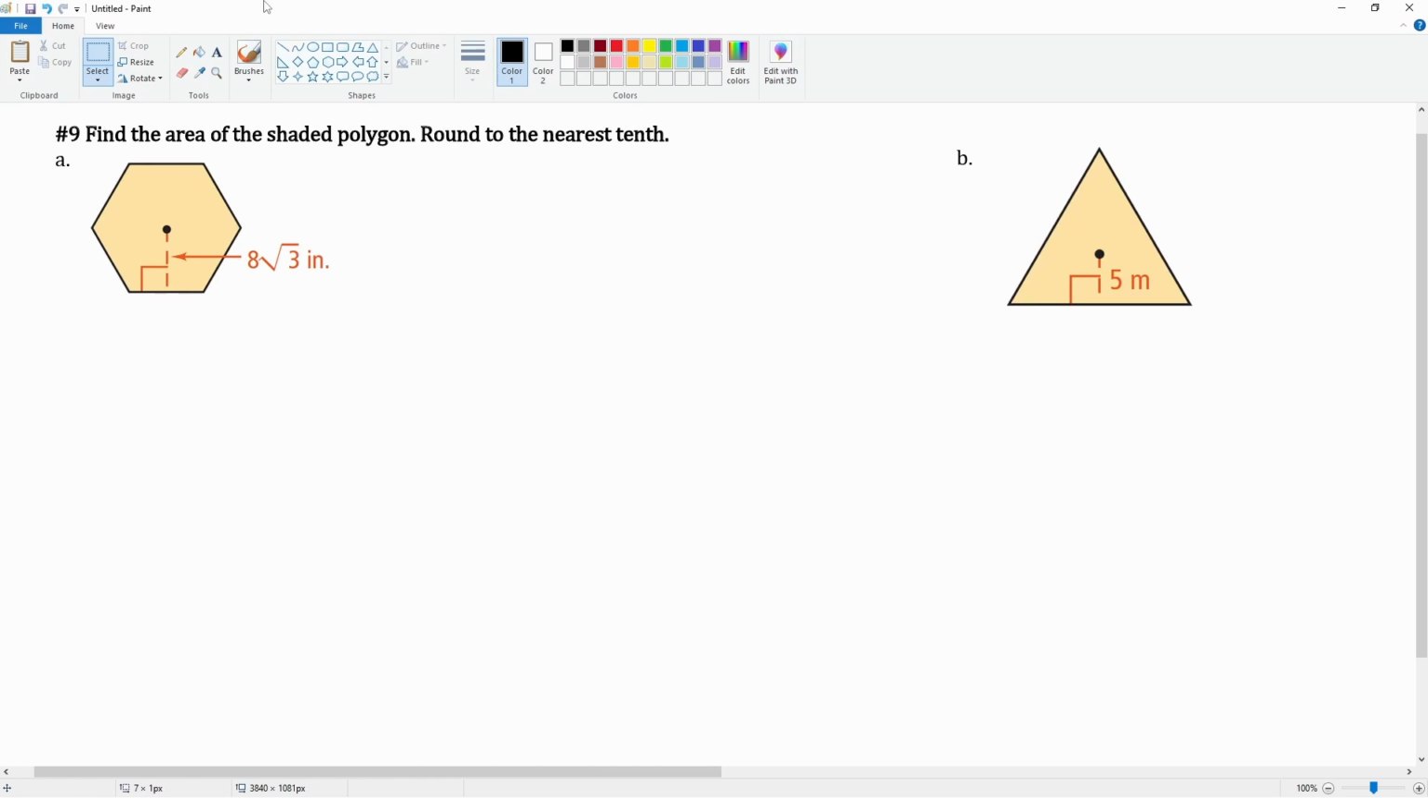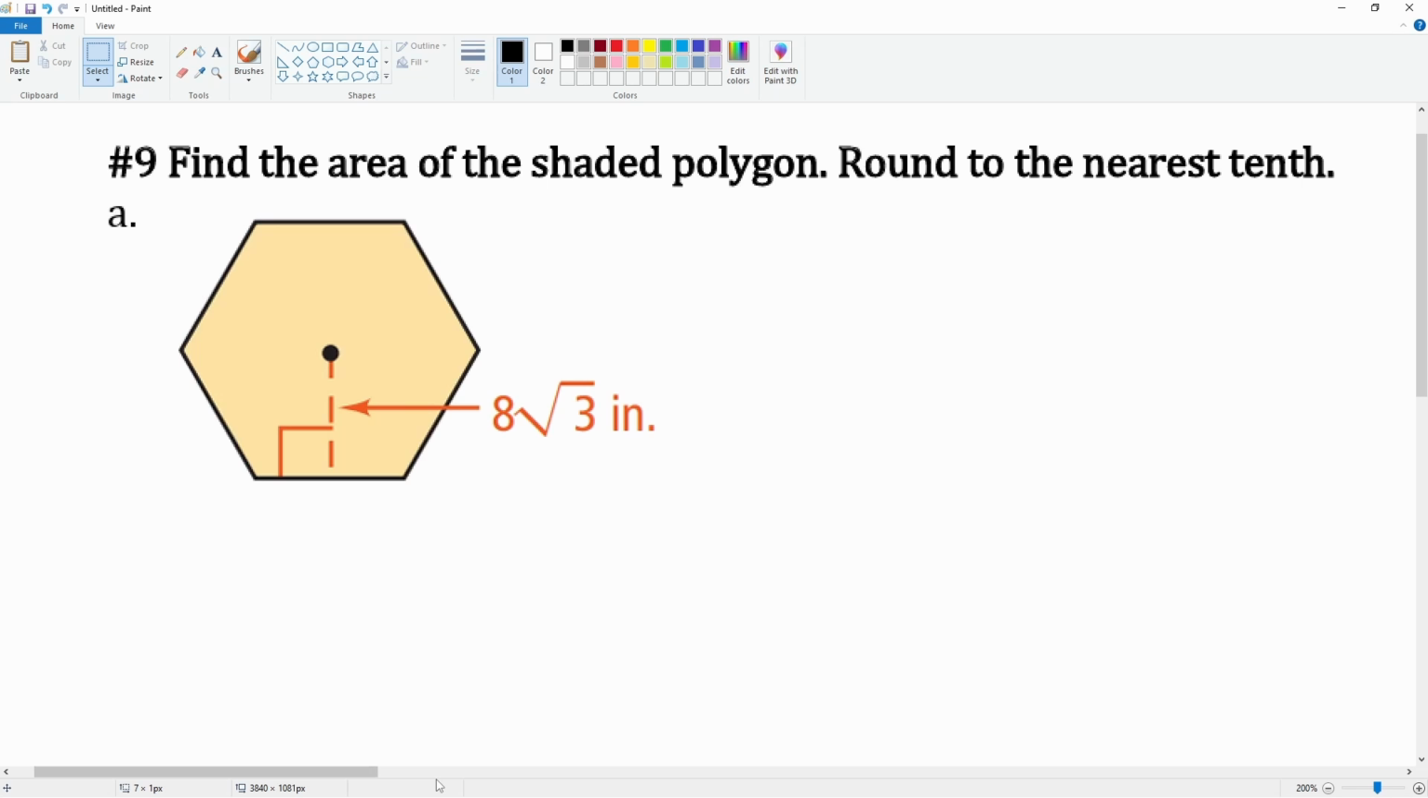All right, here we have number 9. We're gonna ask to find the area of this shaded polygon. Okay, I already know that based on my years of experience, the first thing that you should do is try to get this angle. So what we are gonna do is break this up into small triangles.